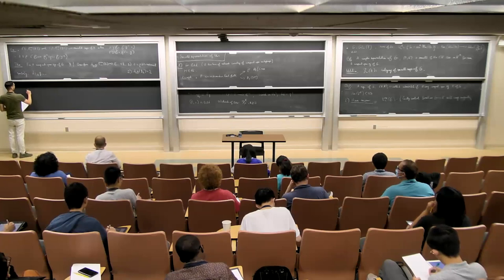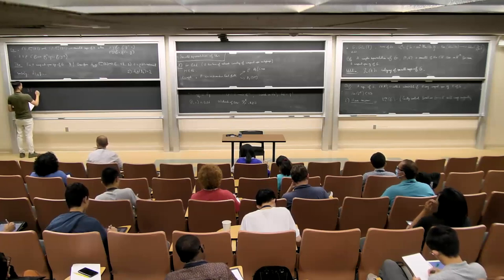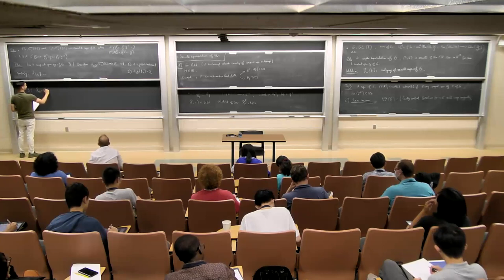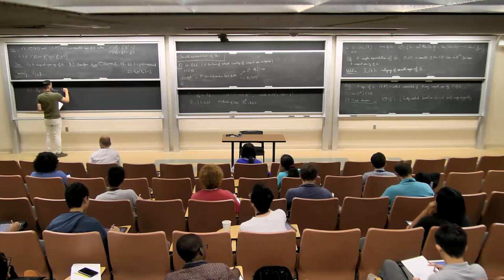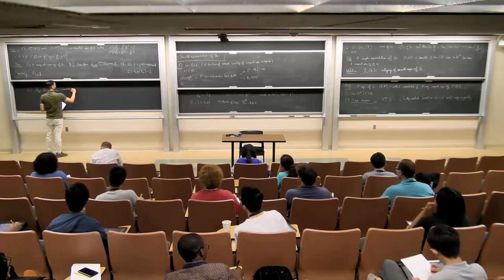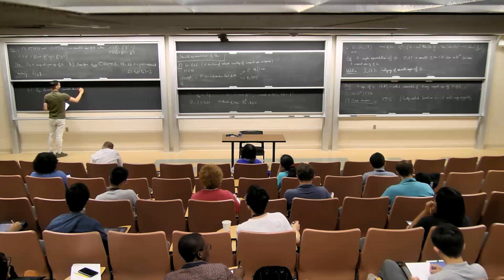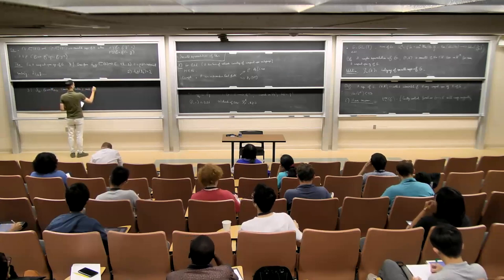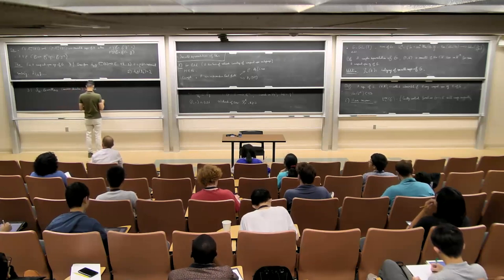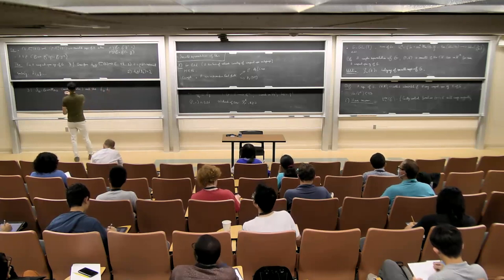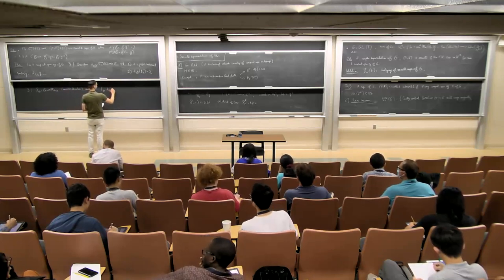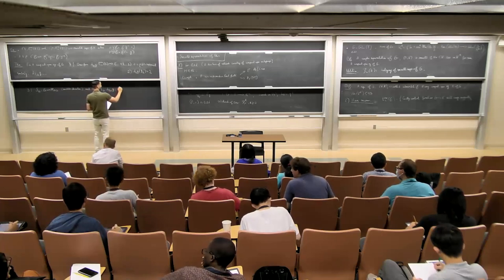So there exists a unique positive character of G, which is called its modulus character. There are two conventions. I guess the one I'm using is the most popular, which satisfies dg equals delta times d lambda. So if I multiply the left Haar measure by this character, you get the right Haar measure.